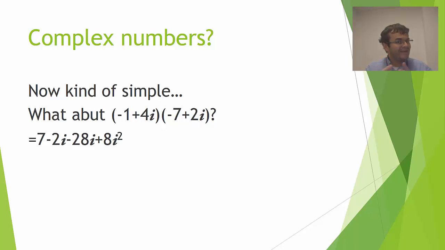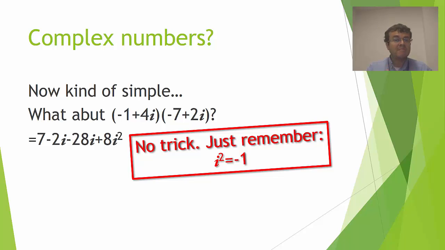It doesn't look like it should be the answer. Something is missing, because in a complex number you usually don't see i squared. What's happening? Remember, it's not a trick, it's just something that we should know. i squared is minus 1. So we do 7 minus 30i, because the minus 2i and the minus 28i are already combined, and the plus 8i squared turns out to be minus 8. And finally we got minus 1 minus 30i.